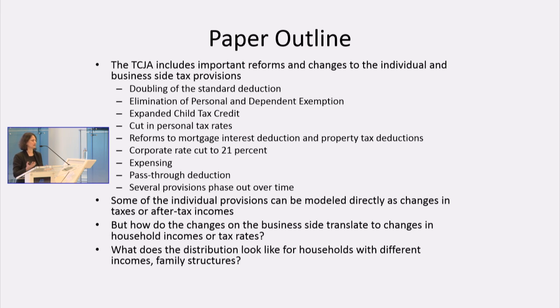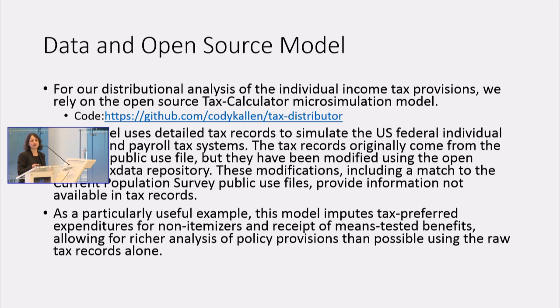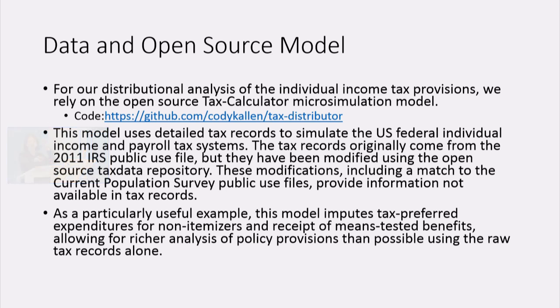A direct cut in the personal income tax rate for households is easier to model than the corporate side. What happens when you have a corporate rate cut? What are the long-term impacts on businesses and households and wages and so on? So we've tried to do a lot of that in this paper. I would love your comments on this. Our model is located on GitHub. This is the link to it.